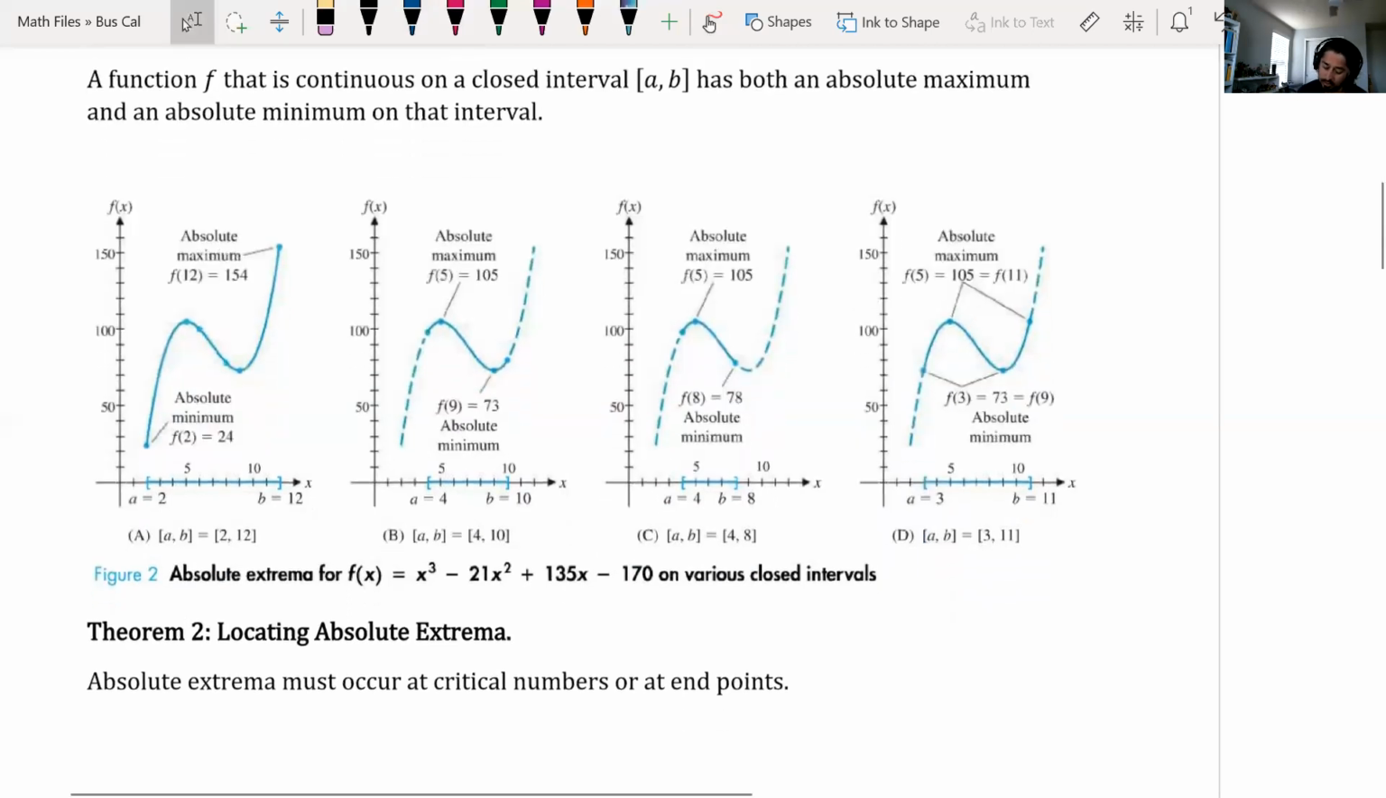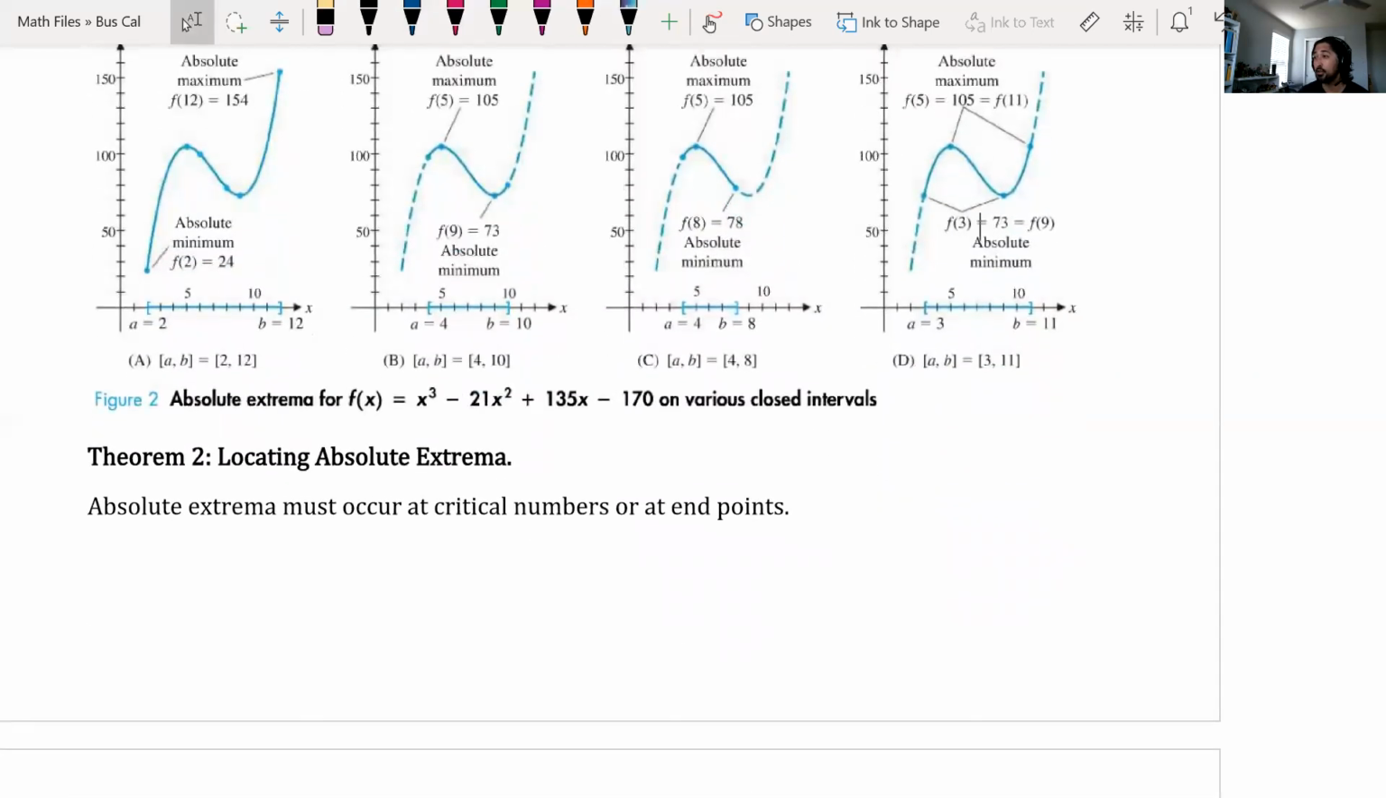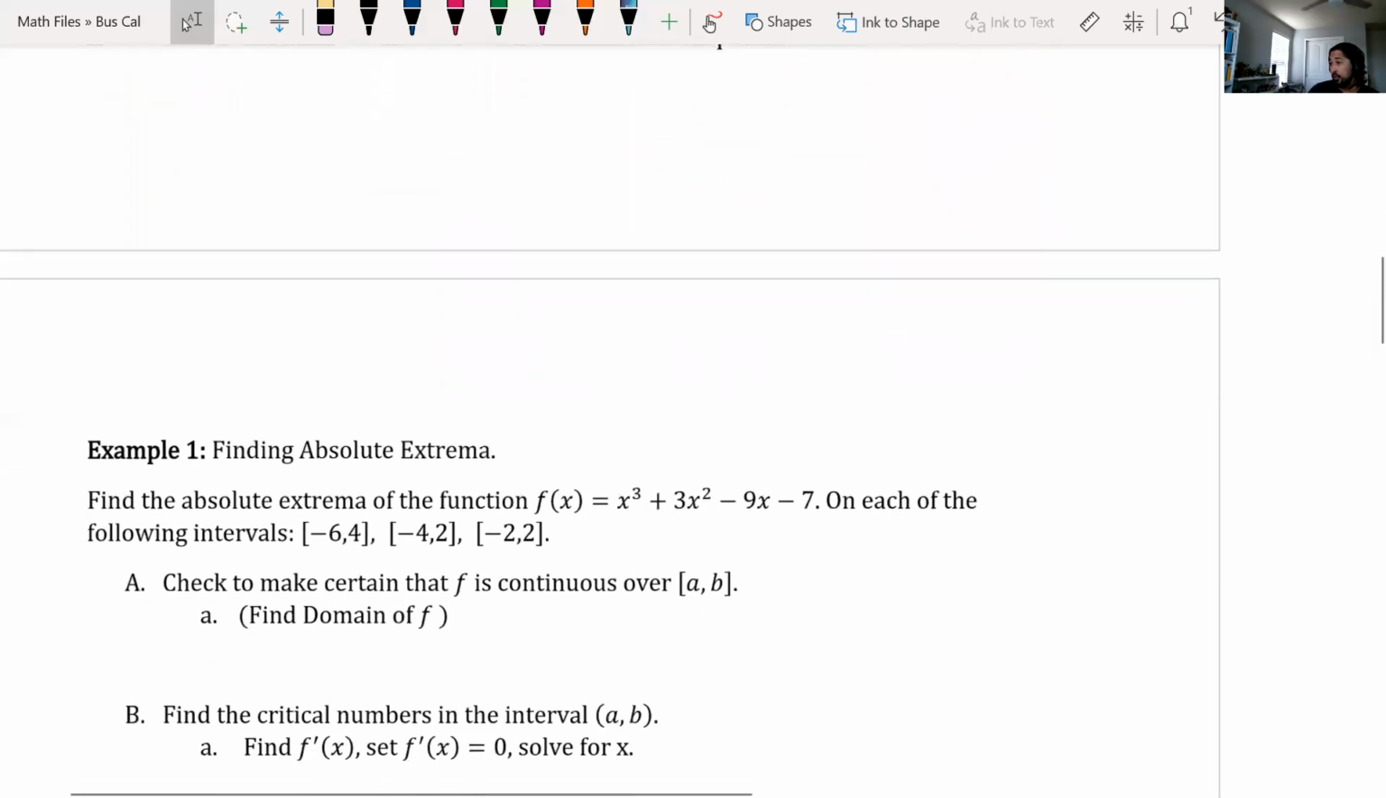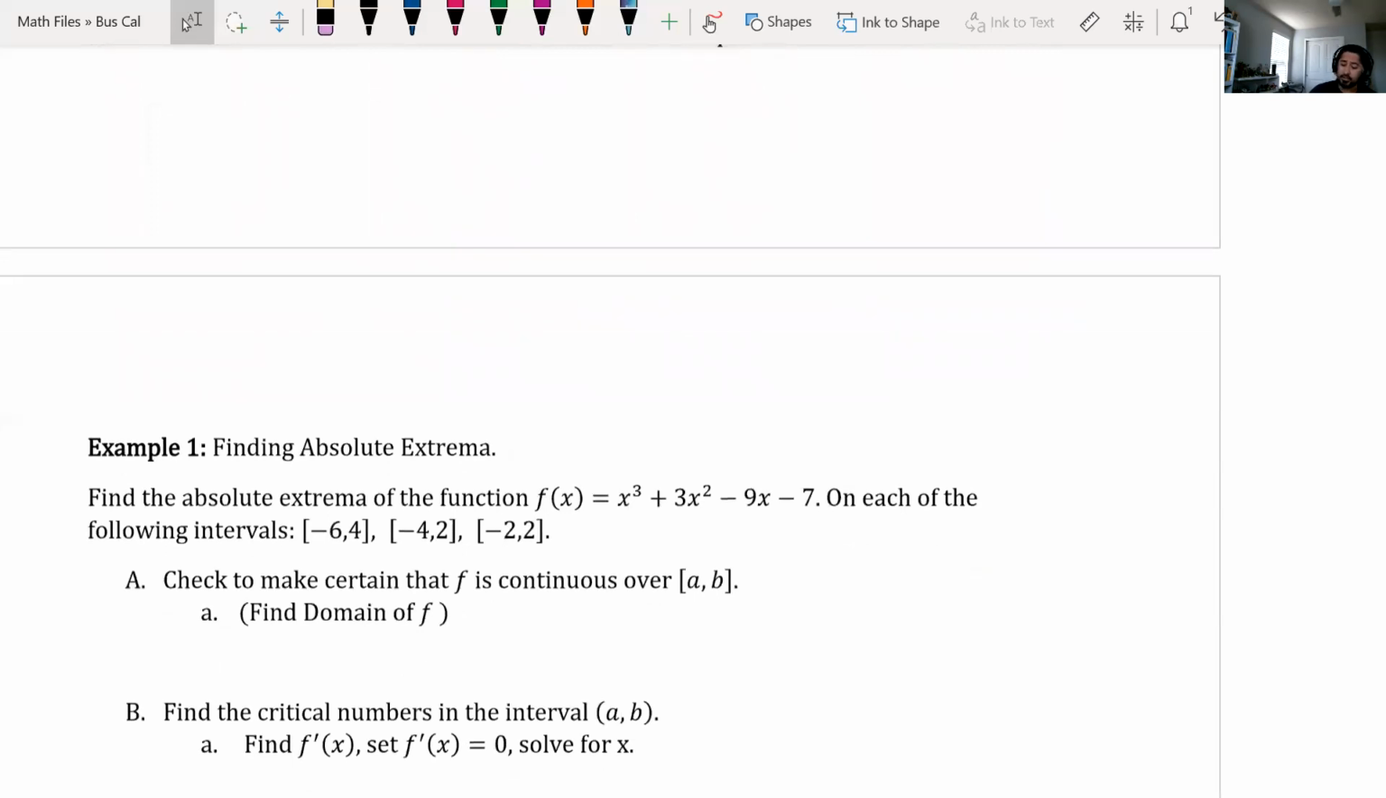Okay. And theorem 2, so listen closely to this one. Theorem 2 says locating absolute extrema. Absolute extrema, or absolute maximums and minimums, must occur at critical numbers or at endpoints. So to find absolute extrema, we're going to be using critical numbers and the endpoints of a closed interval. So that line's really important. Okay, so let's go ahead and try it out.